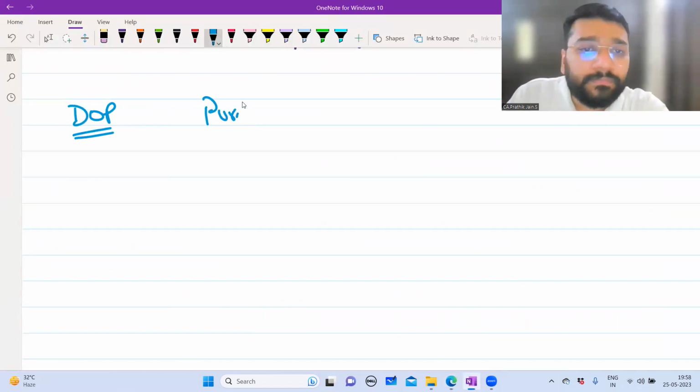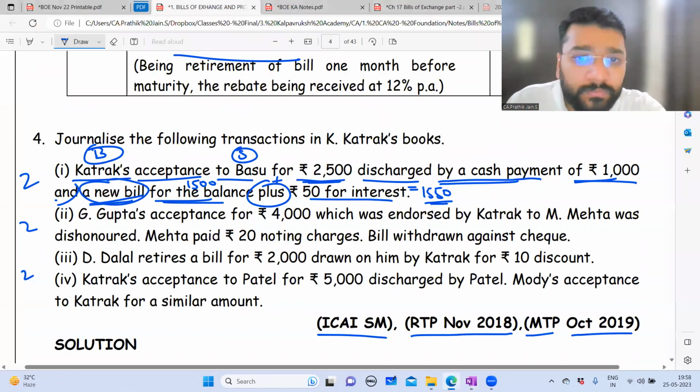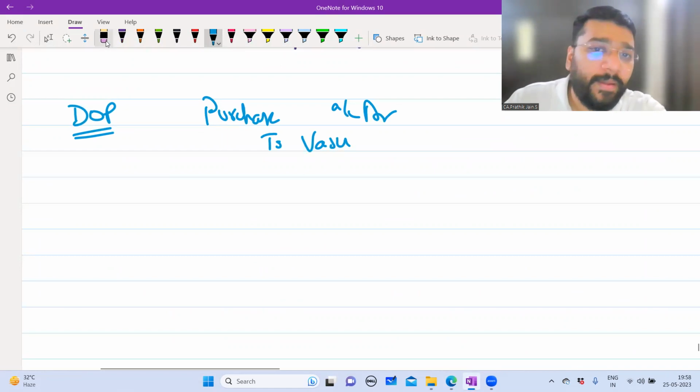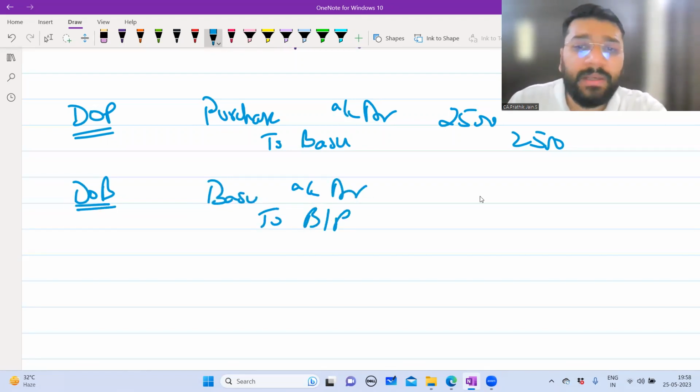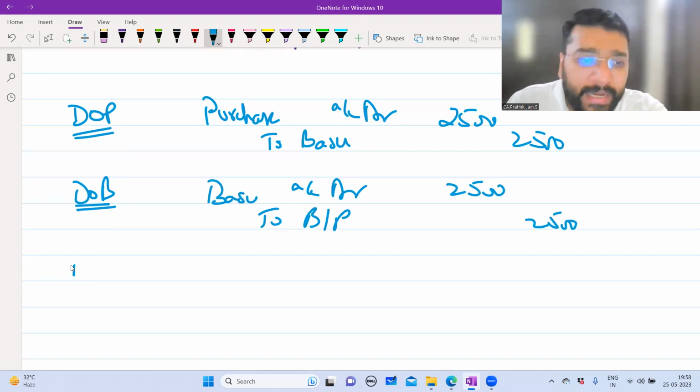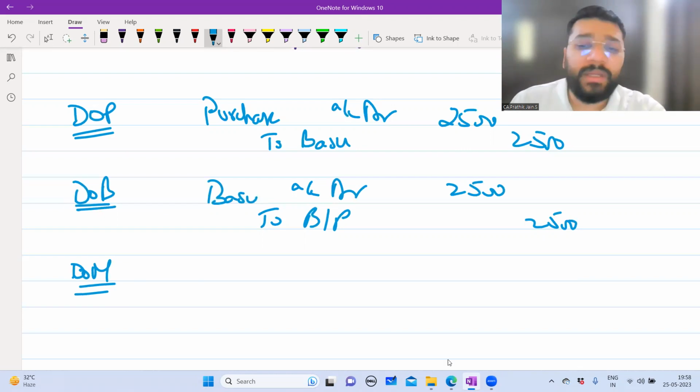Purchase account debit to Basu. Value is 2,500. On the date of bill of exchange, it will be Basu account debit to bills payable 2,500. On the date of maturity, guys, what is happening?